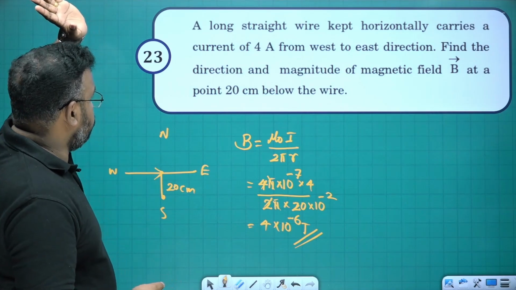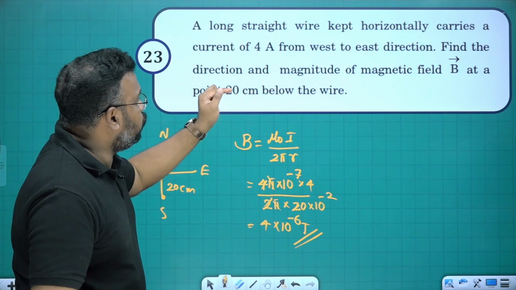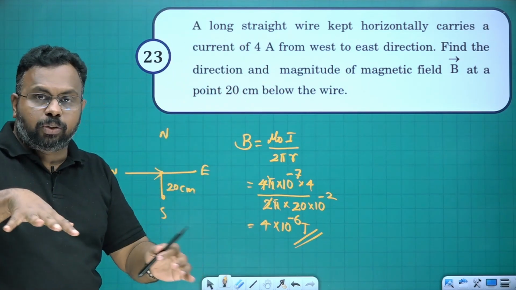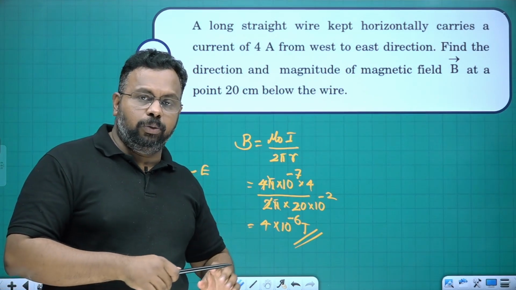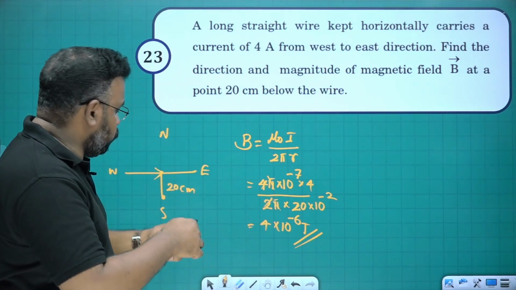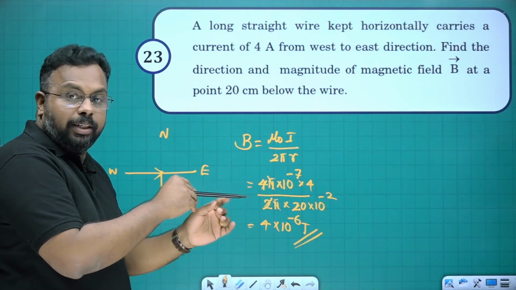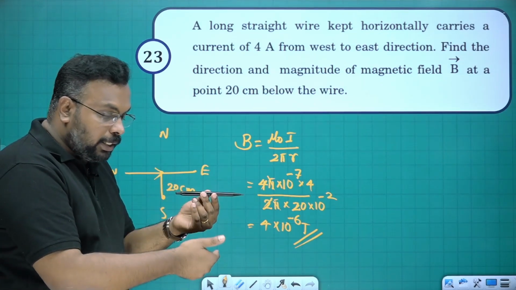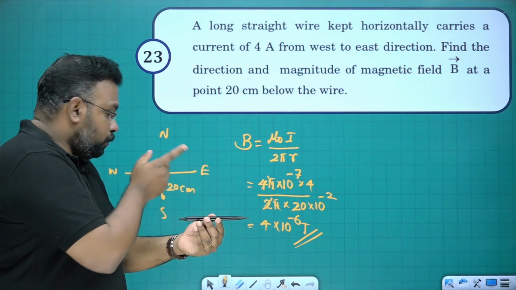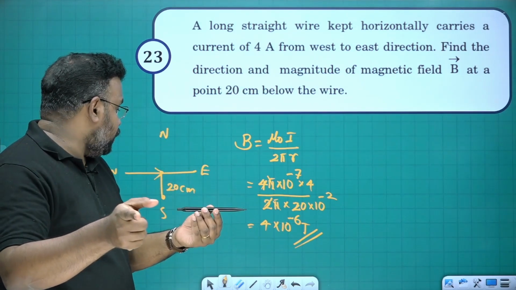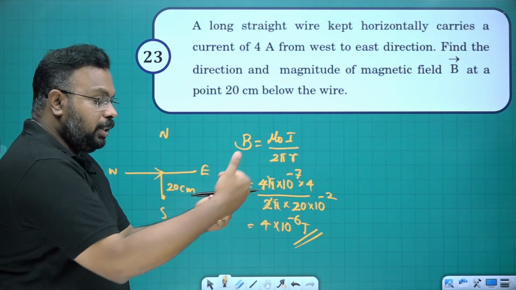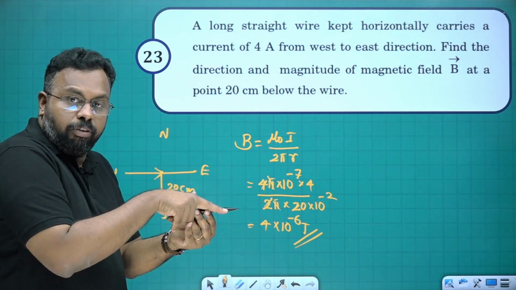They are asking direction as well. Be careful. Magnetic field at a point 20 centimeter below the wire. So in your classroom, like in the exam hall, you should make an idea by yourself. Here, if north is this way, south is over here. So west to east, the conductor is like this. They are asking the field at a point below. Remember students, my north is on this side, my south is on this side. This is my east, I am facing east, and this is west. Current is going from west to east.